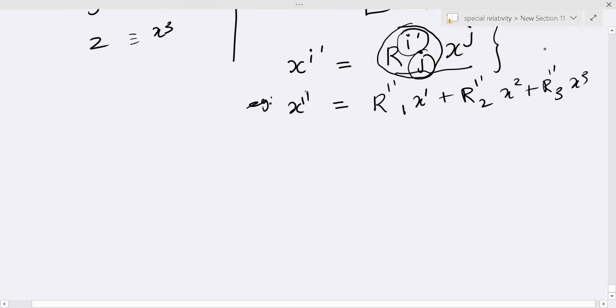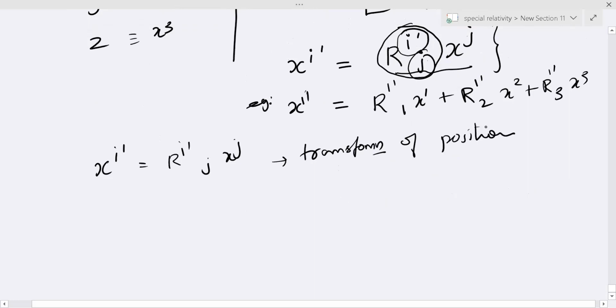So this is how the position vector transforms. The position vector transforms in this form. Okay, xi prime is equal to ri prime j xj. Okay, this is the transformation of position vector under rotations. Okay, so I'm just writing it in a slightly more abstract form.